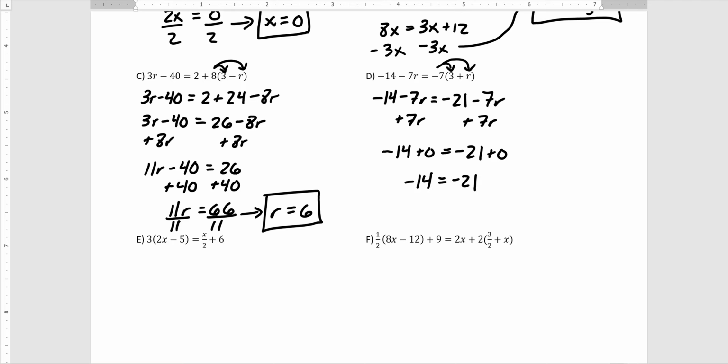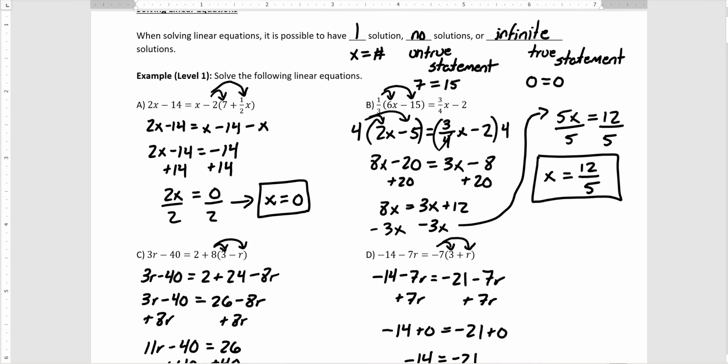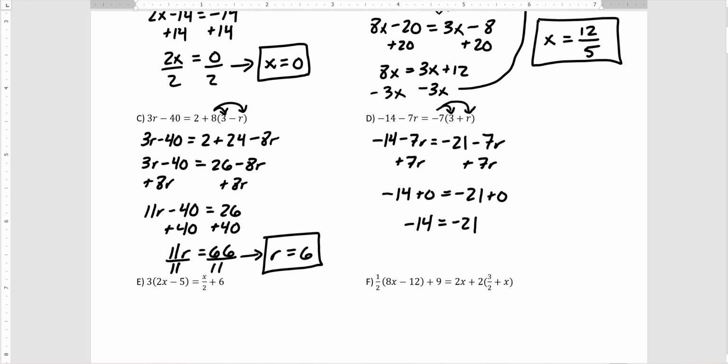My variable is gone. If my variable is gone, there's two options. There's either no solutions or infinite solutions. Now, we're asking, is this a true or false statement? Does negative 14 equal negative 21? No, it doesn't. Negative 14 doesn't equal negative 21, which means we have an untrue statement, which means we have no solutions. There is no value of r that can create a true equation here. So there is no solution here.